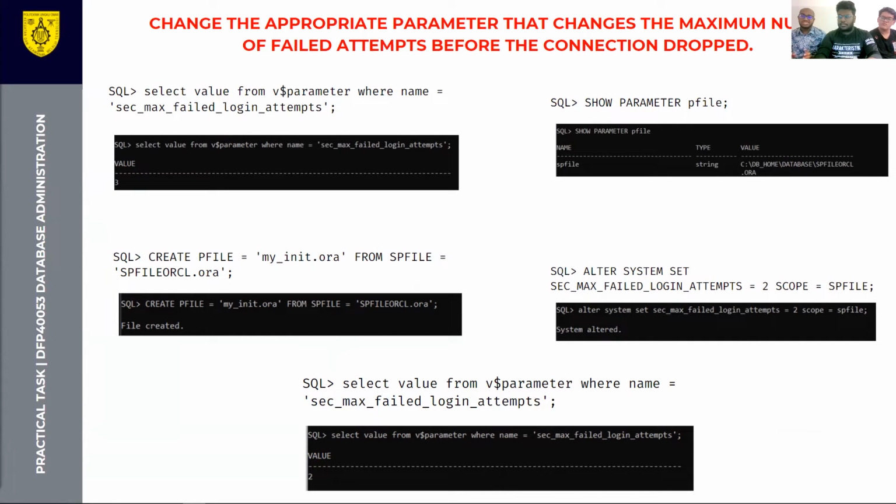We are going to use the data query language keyword SELECT: select value from v$parameter where name equal to sec_max_fail_login_attempts; semicolon, which is the first thing we did when we were checking what the value was. We are going to reuse it again, and we are seeing the change of value to 2 right there. So it means that we have successfully changed it. Next.